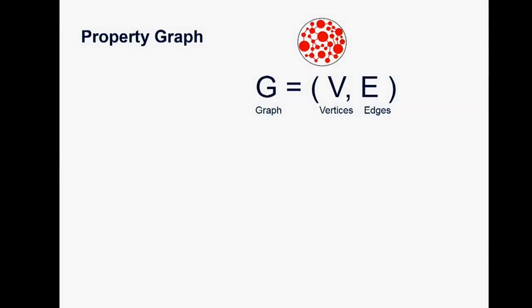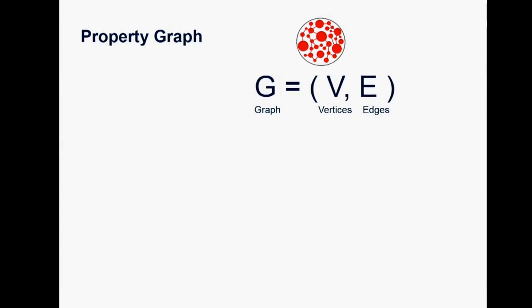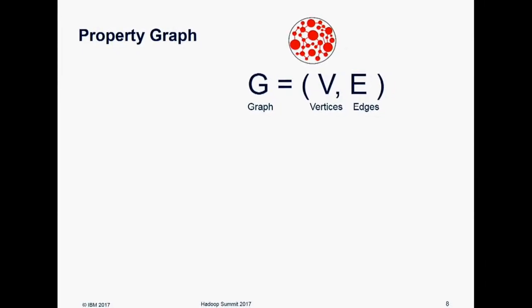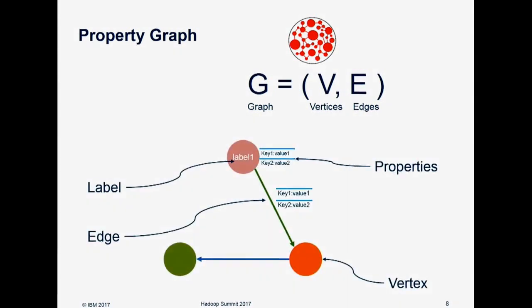So what is the property graph? The property graph consists of vertices and edges. And the vertex represents an entity, like a person, host, or a location. It has a number of properties to describe how this vertex looks like. And it can also be tagged with a label to show what's the role of this vertex in your domain.